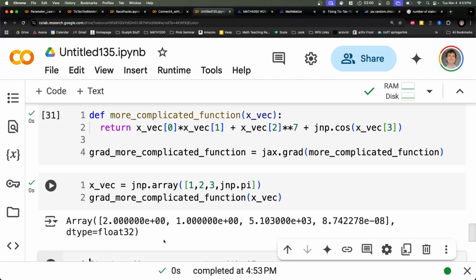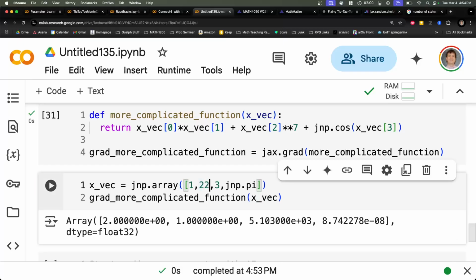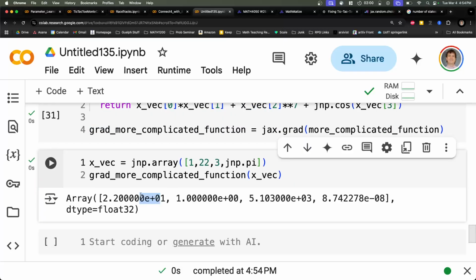So what did it do? What is the gradient? Well, if you do the gradient, that's doing the derivative with respect to these things, and it's outputting a vector, and the vector is the partial derivative with respect to each one. So it's saying the derivative with respect to x0 is 2. And that's because x0 only appears in this first term. And so you take the derivative, you get whatever you plug in here. So if I change this 2 to a 22, it will change that 0th entry to a 22.